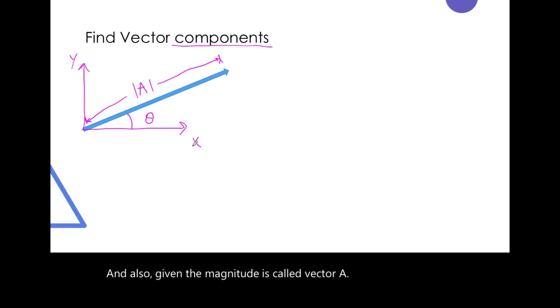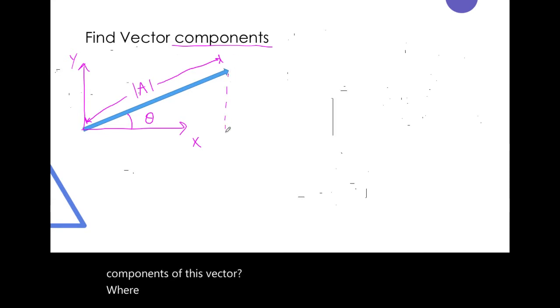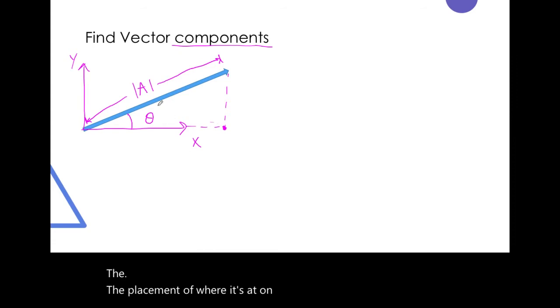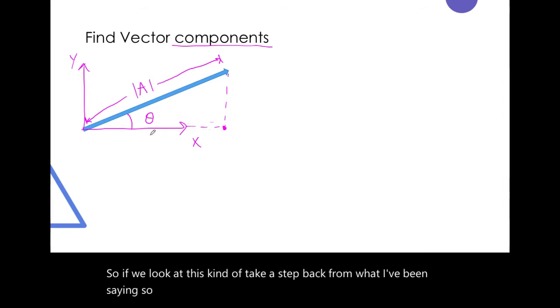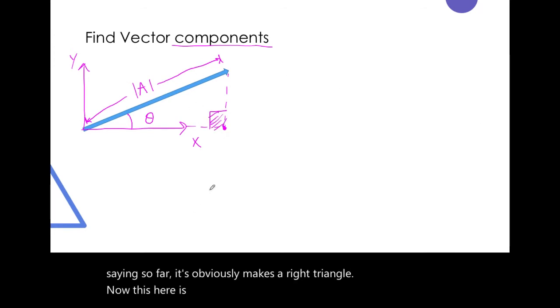So if you're given an angle and a magnitude, how can you find the components of this vector? Where the components are, you know, the placement of where it's at on the xy plane, right? So if we look at this, kind of take a step back from what I've been saying so far, this obviously makes a right triangle. Now, this here is a right triangle.